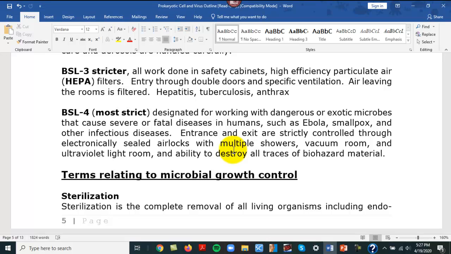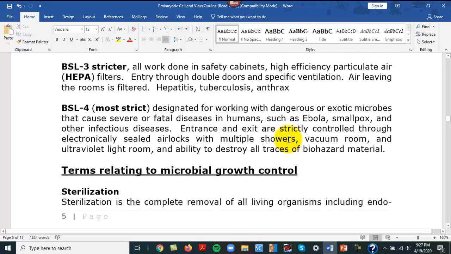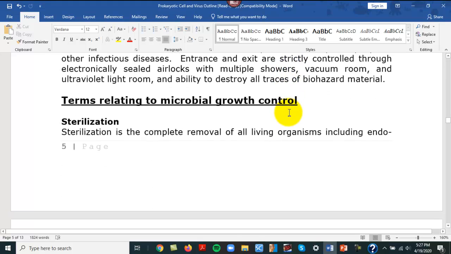But you see all the different precautions. Multiple showers, vacuum room, ultraviolet light room. UV light kills bacteria, so if you work with the lights, it's just another precaution. But those would be very strict. You wouldn't want to walk in there and have a tear in your suit or something.